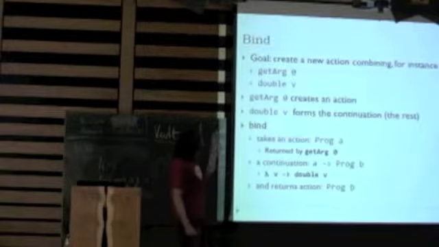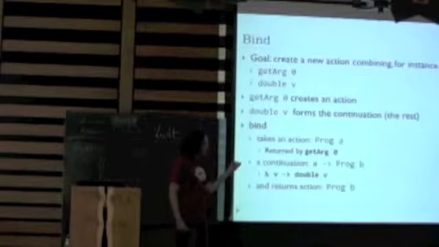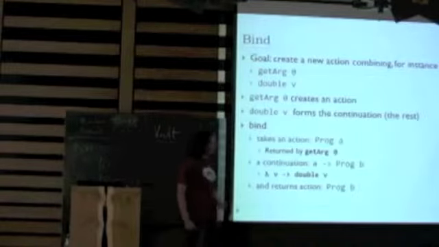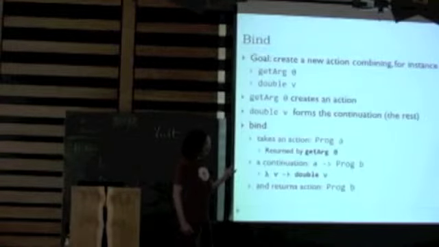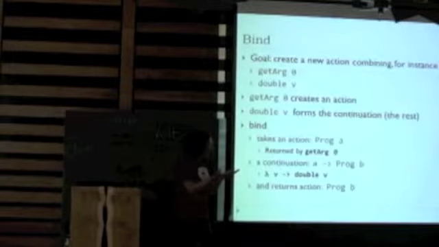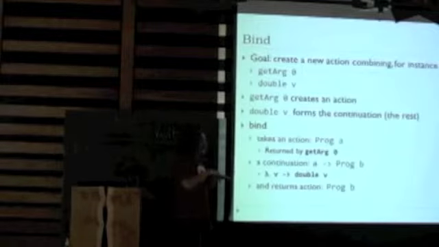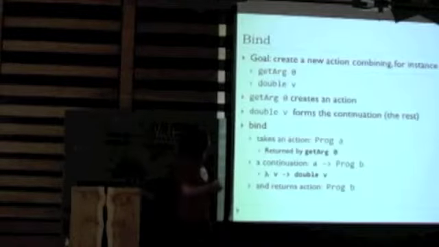But when I'm calling getArg with 0, I don't get this value. I get a promise to get this value. And here I have another function that takes a value and returns a promise to double this value. How the heck do I combine these? When I combine these two, when I bind them, I want to get a function that will do both things: the one action that takes the 0th argument, doubles it and gives it back to me. Okay?